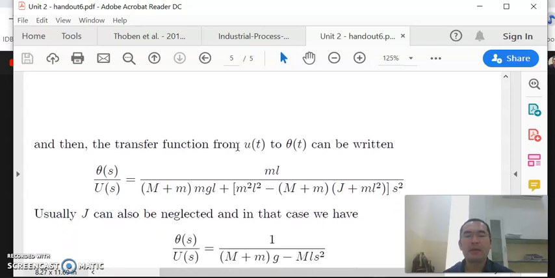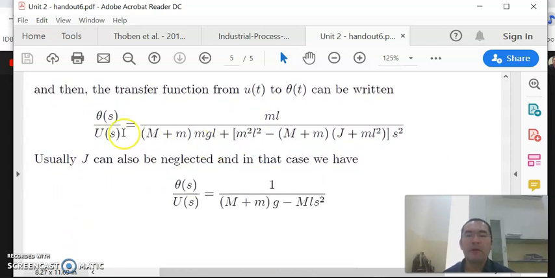you can write the transfer function, taking as output variable the angle of your inverted pendulum, and the input will be the force which is applied to the cart. Okay, and you can see that you obtain this expression for this transfer function.